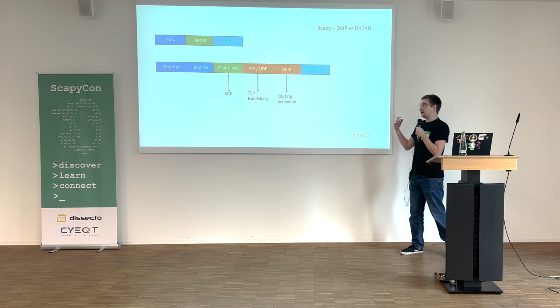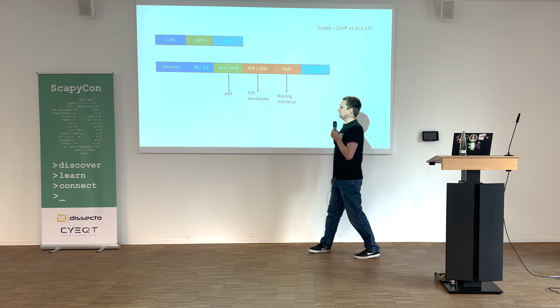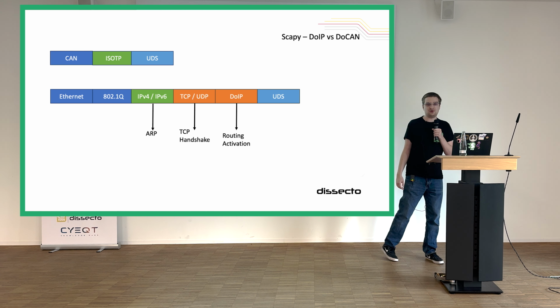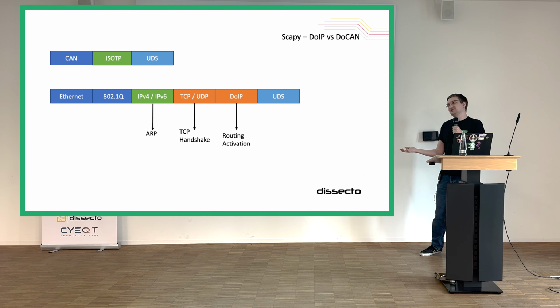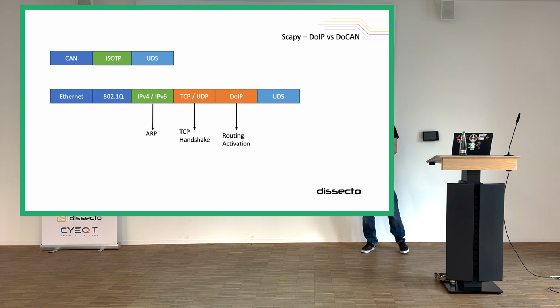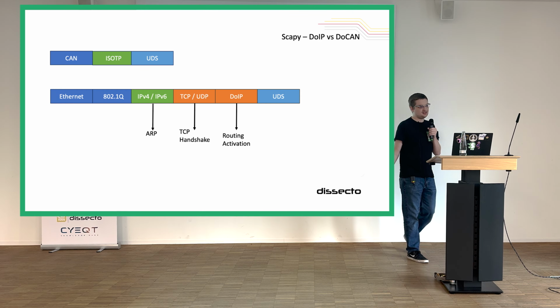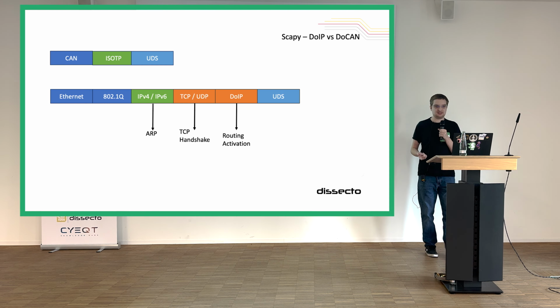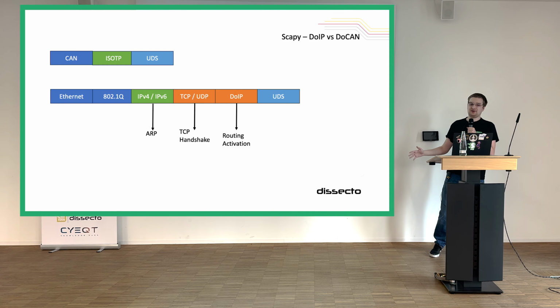For example, we need multiple handshakes. If ARP is implemented, depending on the ECU, we first need to find out which MAC address the ECU has, then we need to do a TCP handshake, and over DoIP we first need to do a routing activation before we can send anything. So this leads to A, we have more layers, and B, we have more complicated layers. These layers have more implemented functions than ISOTP and CAN.